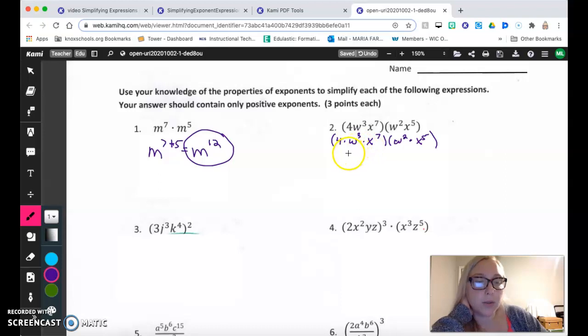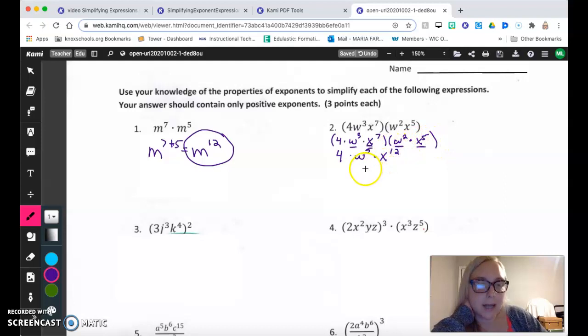So we can only do same bases here. Our 4 does not have another coefficient to be multiplied with, so our 4 would just get dropped down. We have a w on this side and a w on this side, which means we keep our base and add those exponents. 3 plus 2 is 5. We have x here and we have an x here that are being multiplied together. So we use the product rule there, which tells us we need to keep our base and add those exponents. 7 plus 5 is 12.